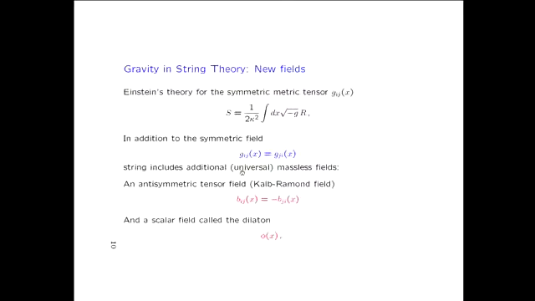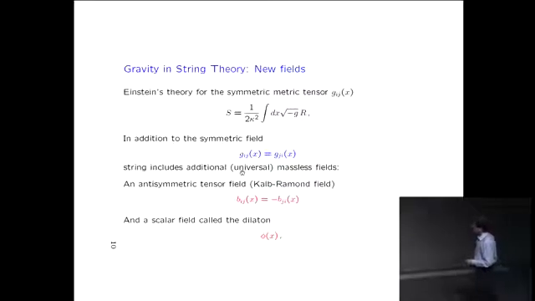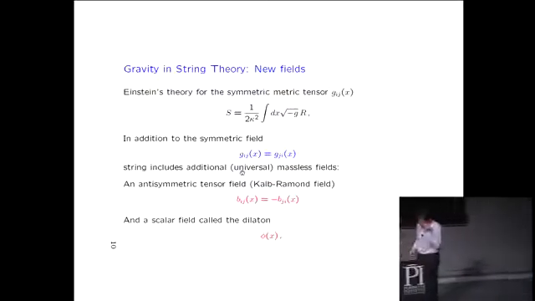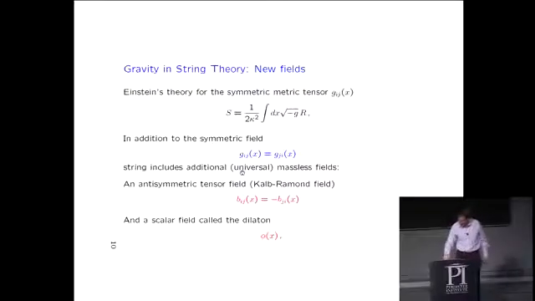So let me tell you about gravity in string theory. The first thing that is really characteristic of gravity in string theory is that it doesn't come alone at the massless level. You can do gravity alone in field theory, but in string theory you can't do that. In string theory, in addition to the symmetric gravity field, there is an antisymmetric tensor field, the Kalb-Ramond field.